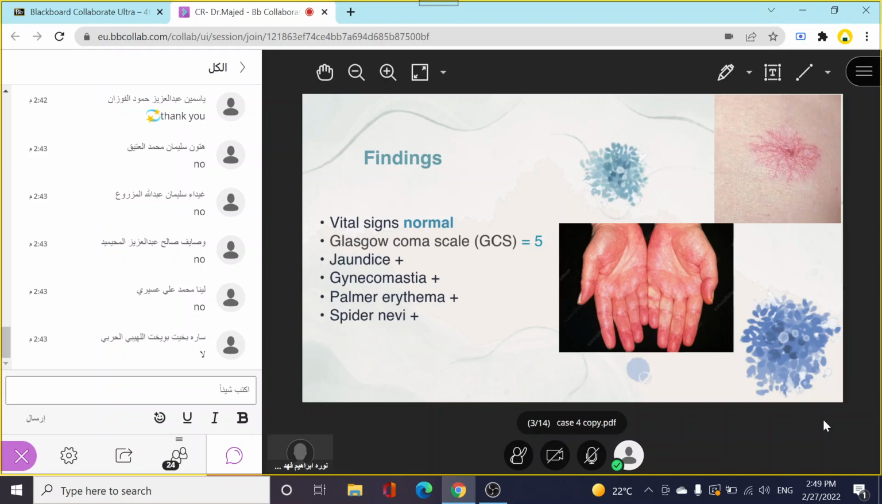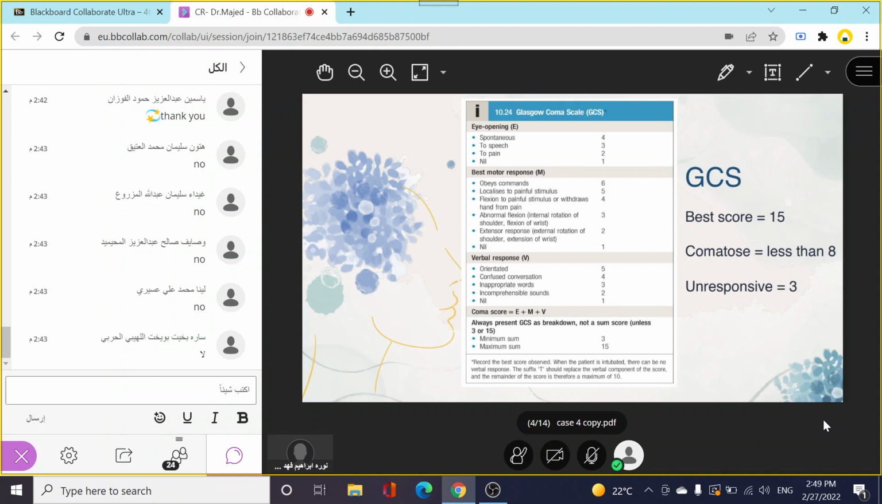The Glasgow Coma Scale was 5. The patient has jaundice and also gynecomastia and palmar erythema, as you see here, and also spider nevi. So for our patient, the Glasgow Coma Scale was 5, so our patient was comatose. As my colleagues explained how to calculate the Glasgow Coma Scale, but in our case, it's already calculated.